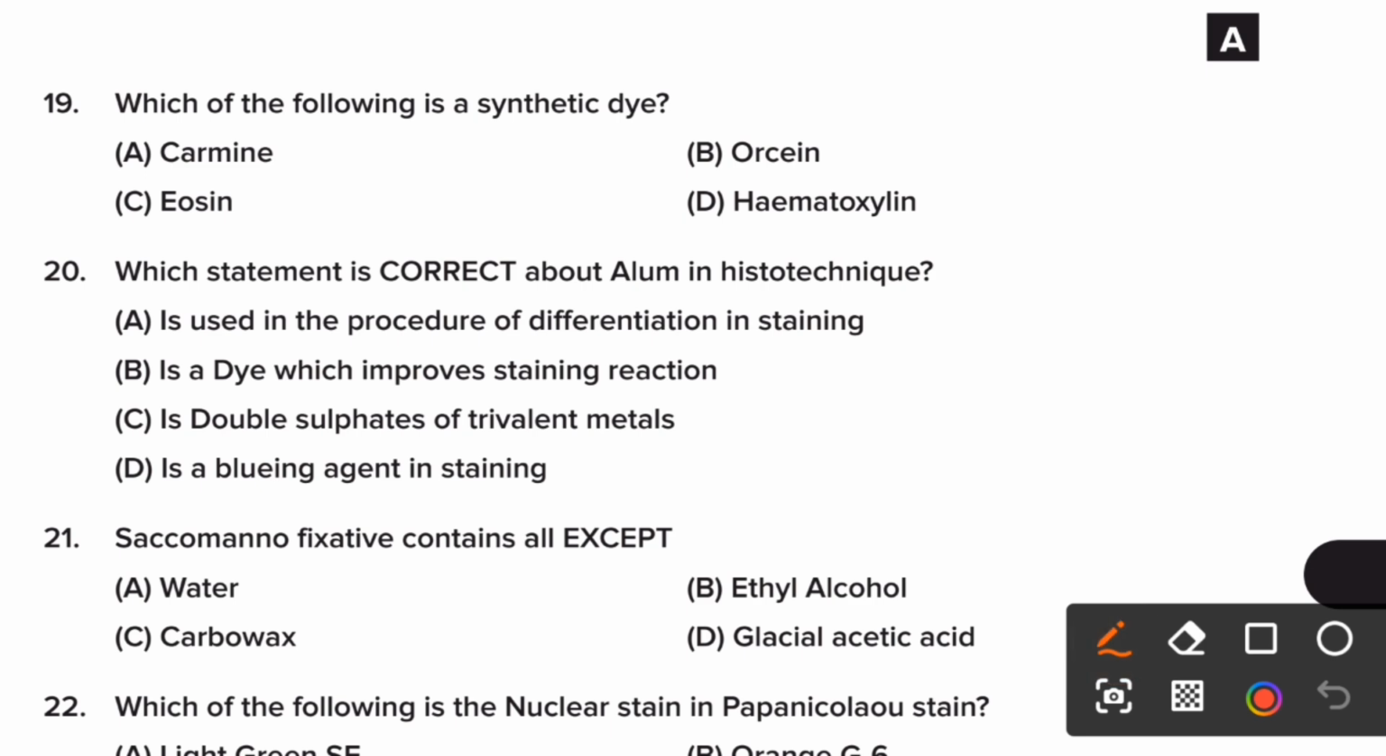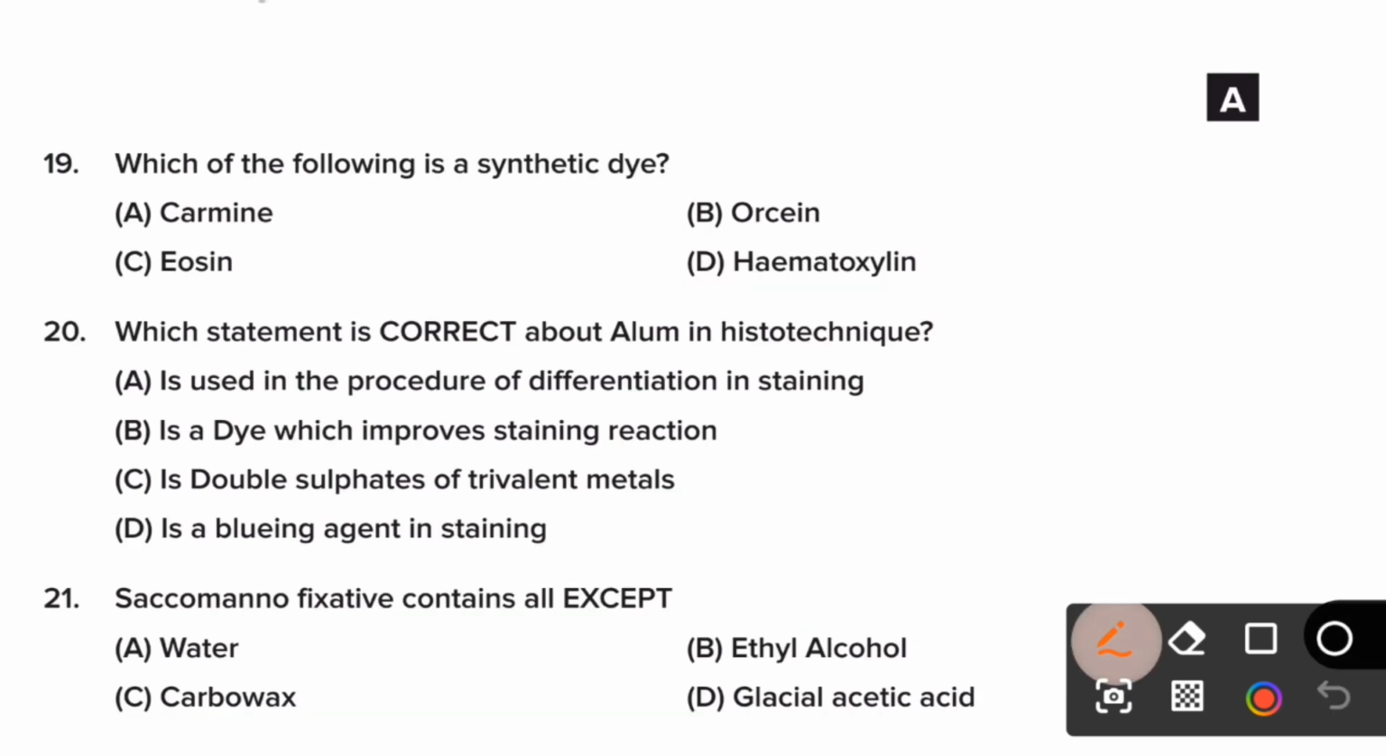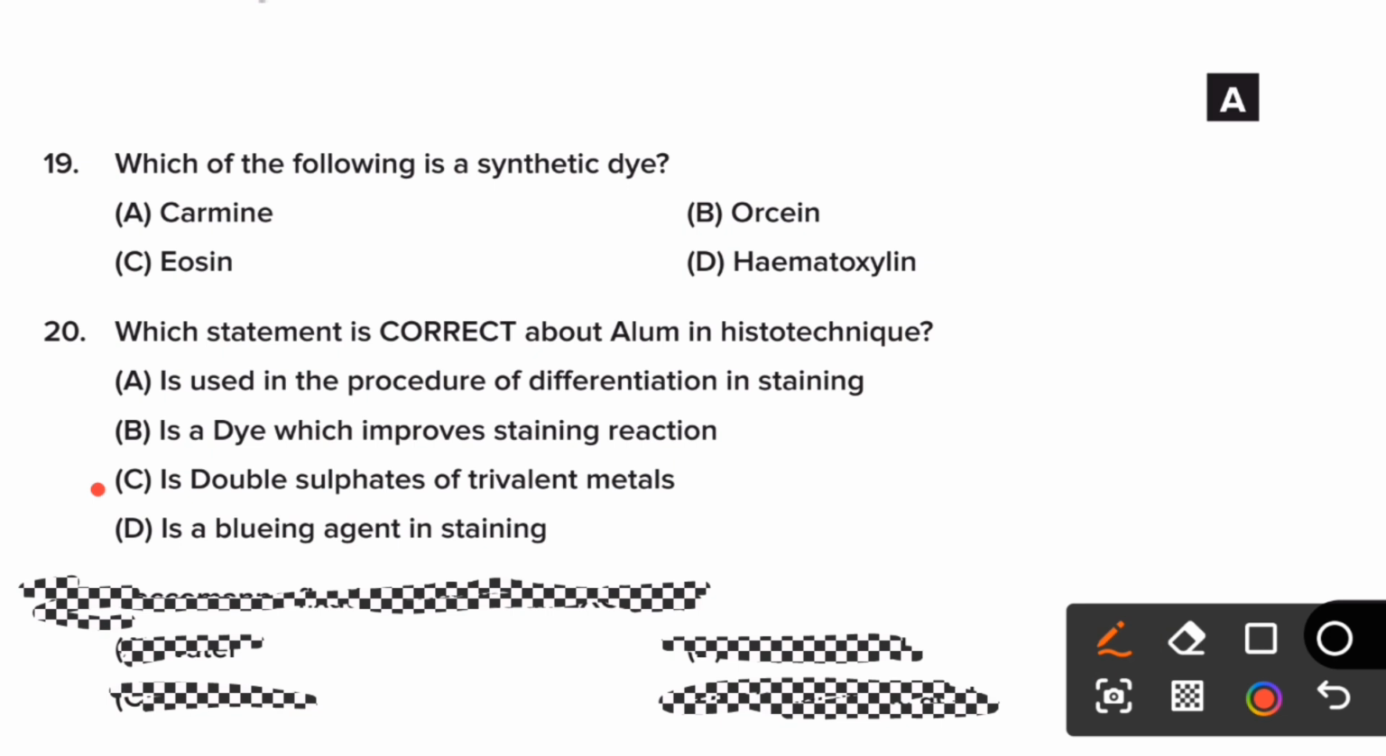Next one, which of the following is a synthetic dye? Carmine, orcein, eosin or hematoxylin? The right answer is eosin. It is a synthetic dye. Next one, which statement is correct about alum in histotechnique? Option A, it is used in the procedure of differentiation in staining. Option B, it is a dye which improves staining reaction. Option C, it is double sulfates of trivalent metals. Option D, it is a bluing agent in staining. The right answer is option C. Alum in histotechnique is double sulfates of trivalent metals.